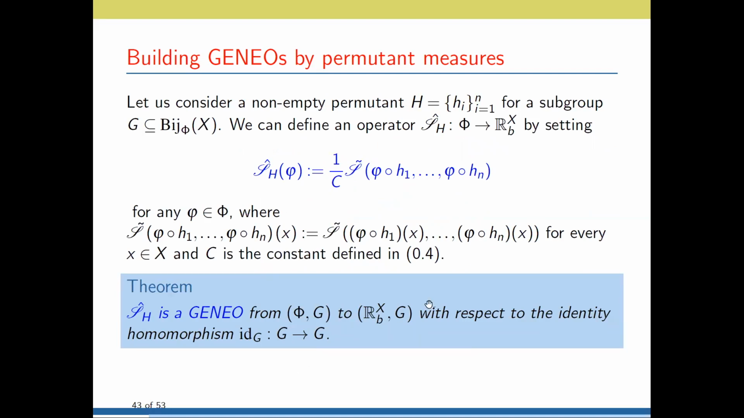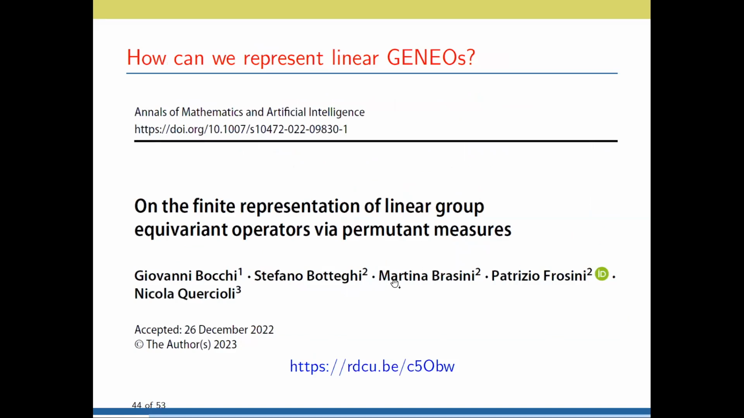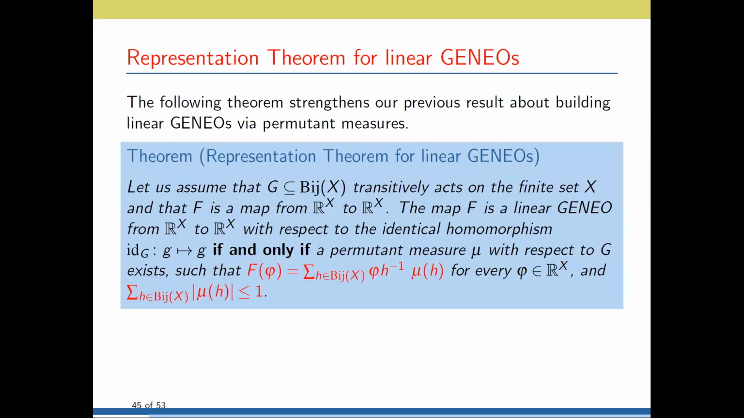So we have a method to obtain GENEOs by applying this method based on permuted measures and symmetric polynomials. Now, how can we represent linear GENEOs? In this paper on the finite representation of linear group equivariant operators via permuted measures, we have proved this representation theorem for linear GENEOs. Assume that we have a group G that is a subgroup of the group of all possible permutations of a finite set X. And also assume that G transitively acts on the finite set X.